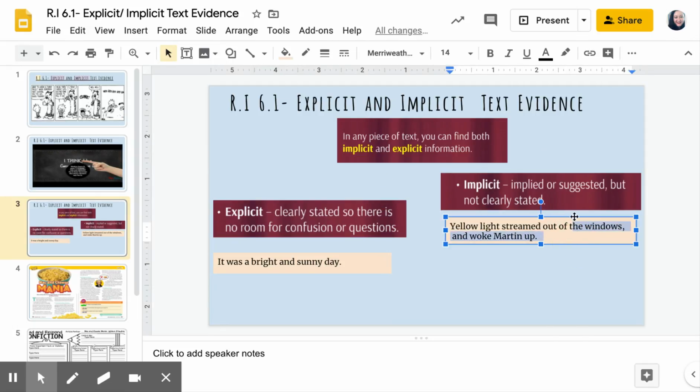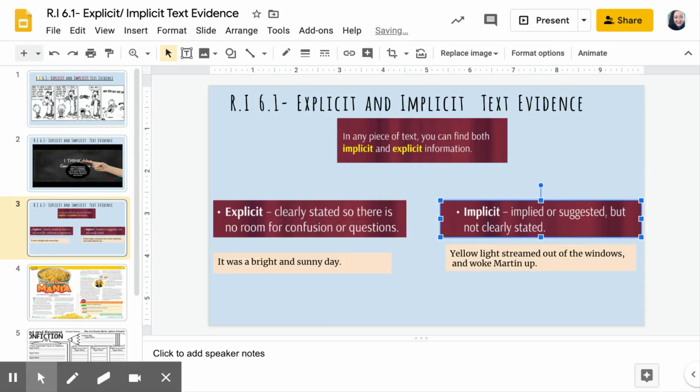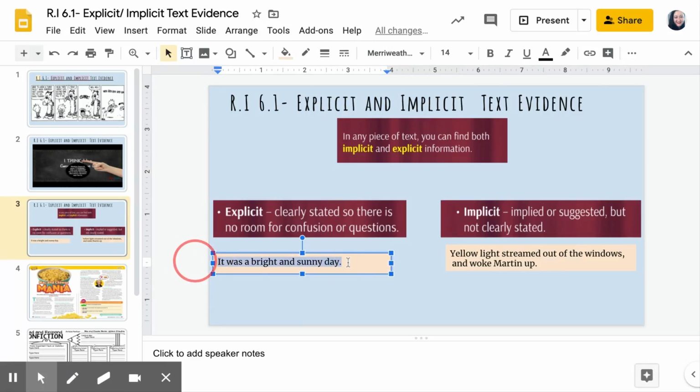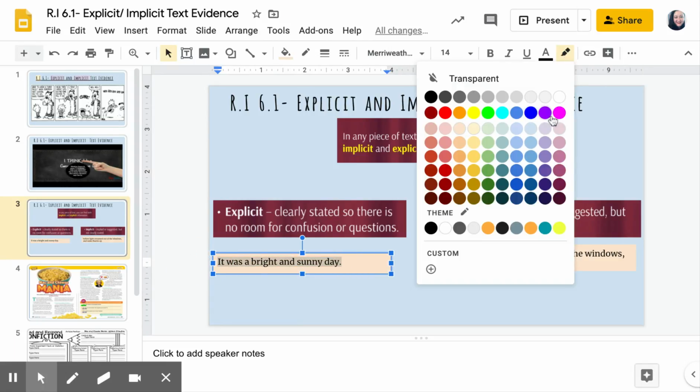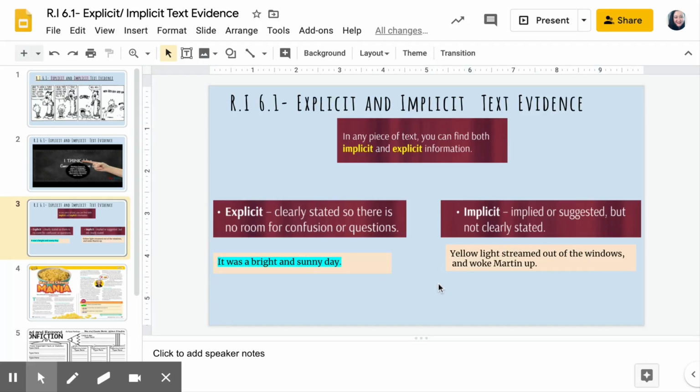So we know explicit text evidence is clearly stated. You get it directly from the text. There's no confusion. There's no questions. It's right there. So the first example I have is, it was a bright and sunny day. It's telling us, yes, the day was bright. Yes, it was sunny. There's no questions. There's no concerns. It tells us right there.